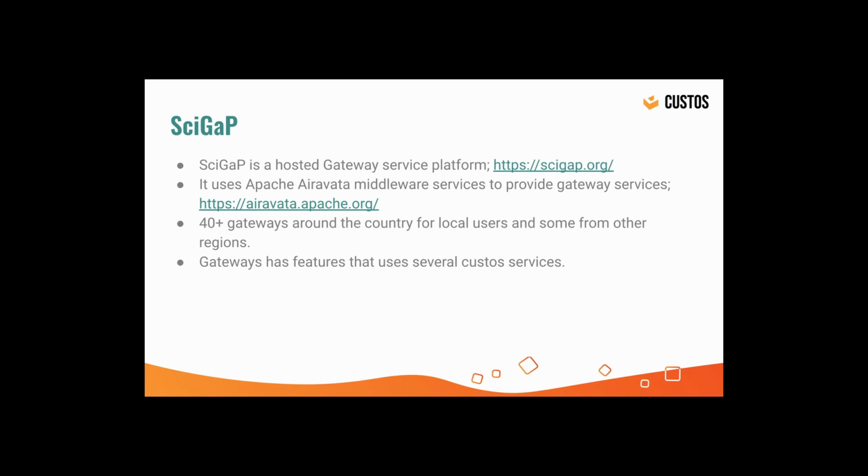So the CyGap platform is a hosted service. Anybody who needs a gateway can come and request one, and we'll be hosting the gateway for that particular group, lab, or institute. The underlying service is the Apache Airavata middleware. As of now, we've got 40 plus gateways supported through this single platform. It's a multi-tenanted platform, which is around the country and caters for local users and also some other users from different regions as well.